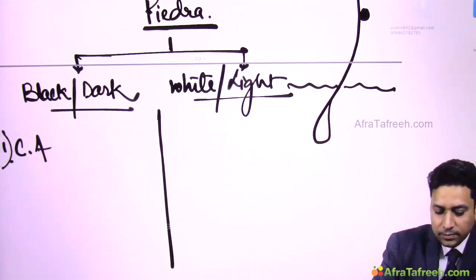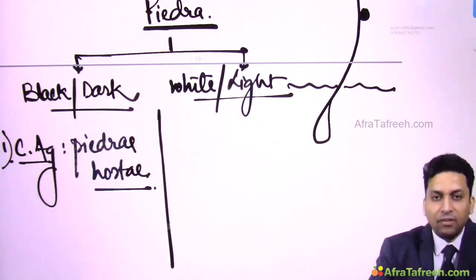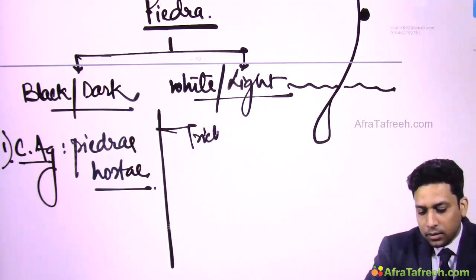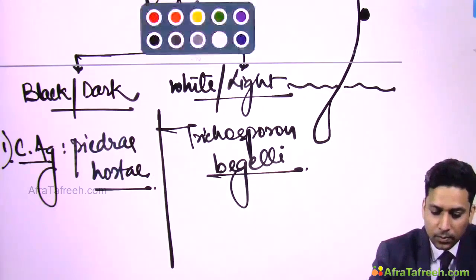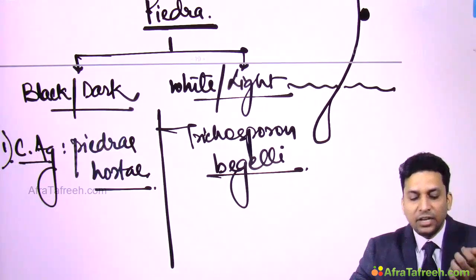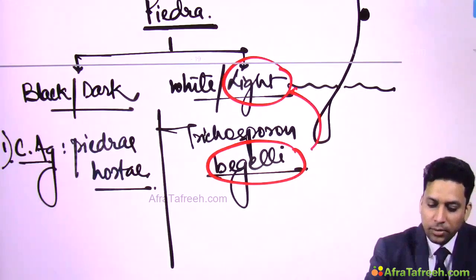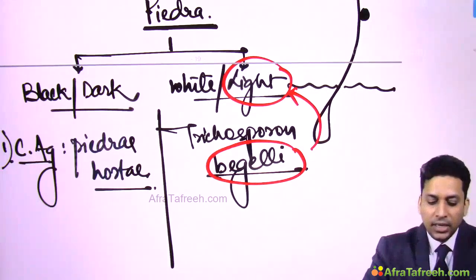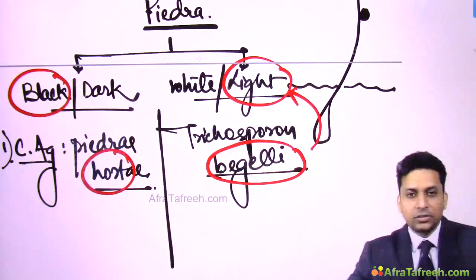Like causative agent for black pedra is Piedraia hortae, while white pedra is caused by Trichosporon beigelii species. Okay, so Piedraia hortae causes black pedra while Trichosporon beigelii causes light pedra. Can you tell me why? Because wherever there is bijli, there is light. So simple to remember. Okay, so bijli species causes light pedra. Similarly, you look hot in black dress, isn't it? So hortae, black. Okay, so these are so simple to remember.